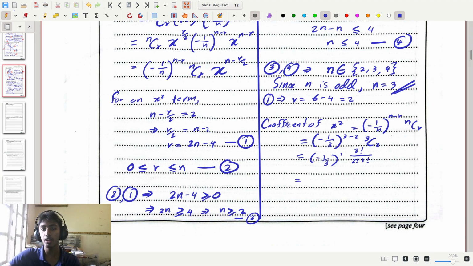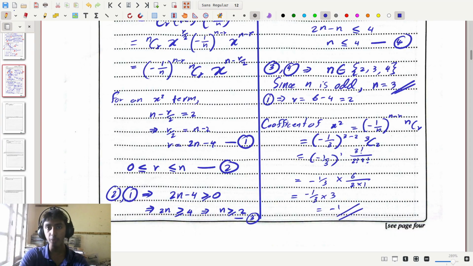Now simplifying this down, negative 1/3 to the power of 1 is going to be just negative 1/3, and 3 factorial divided by 2 factorial times 1 factorial is going to be 6 divided by 2 times 1, which is going to be 3. So therefore our final answer is going to be negative 1/3 times 3, which is going to be negative 1. So therefore the coefficient of x squared in that expansion is going to be negative 1.